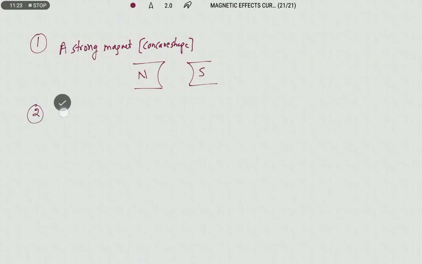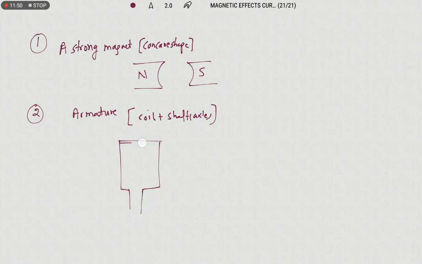Next, the second one is the armature. The armature is the composition of two parts: one is the coil and another one is the shaft or axle. So what is the coil? On a rectangular frame, insulated copper wires are wound very closely. With a single coil we are not going to get that much turning effect. That's why a number of turns will be arranged on the rectangular coil.